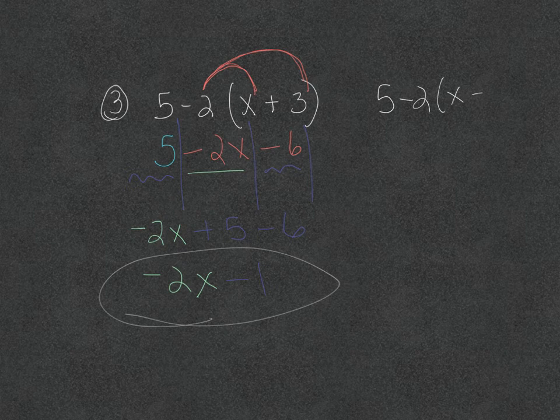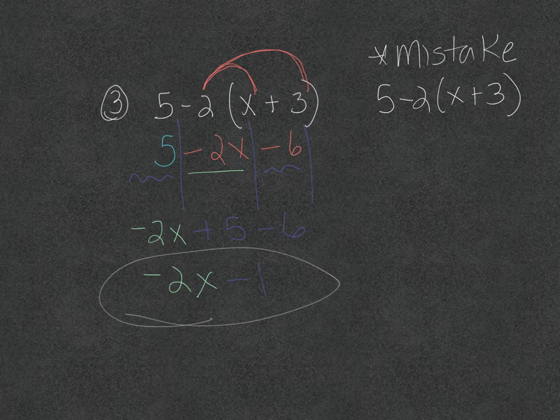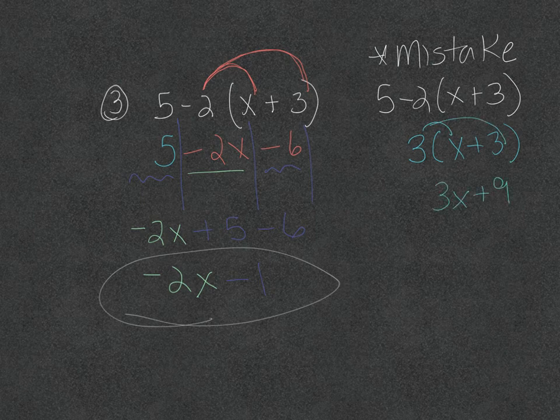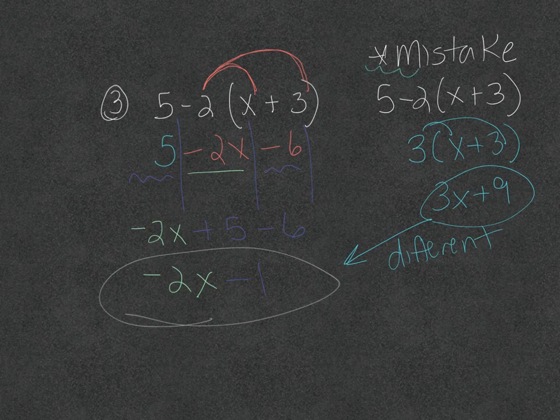If we look at this one, the most common mistake that happens here is that students start at the left and see that 5 minus 2 and they subtract and make it a 3, and then do the distributive property, and you can see that we get a dramatically different answer than what the actual answer is. The reason this is a mistake is that we violated order of operations.